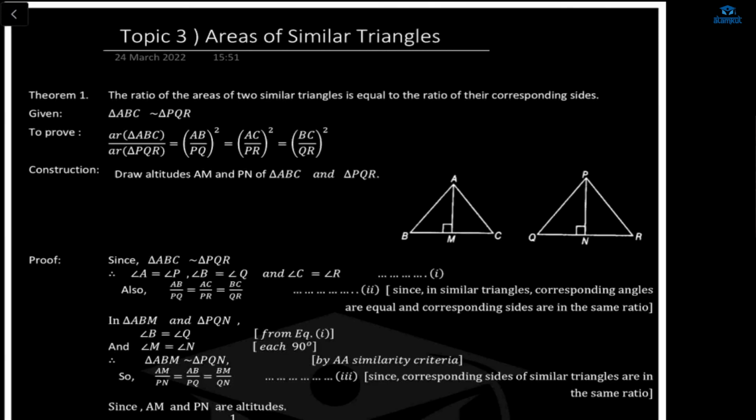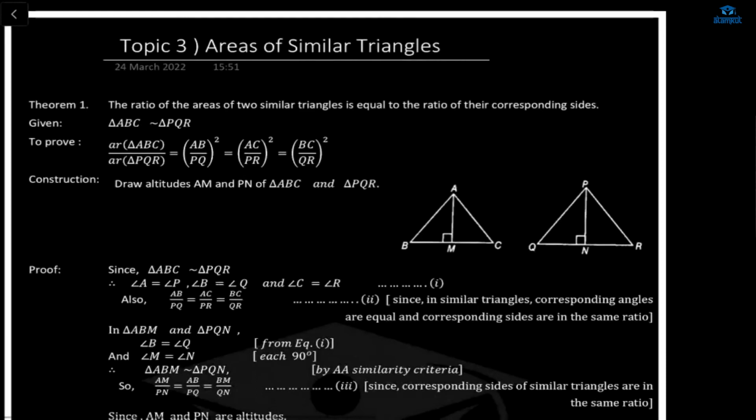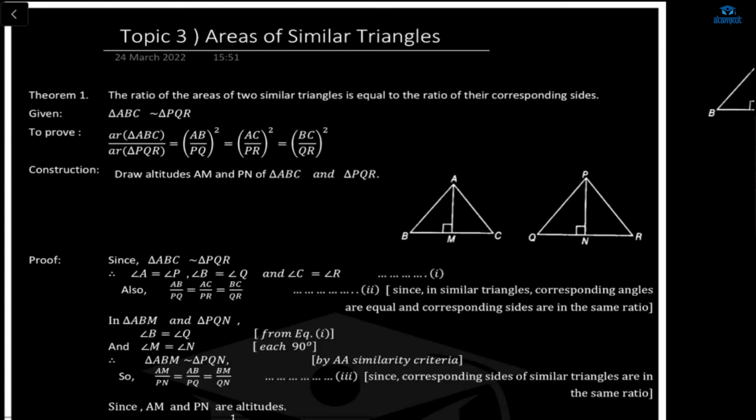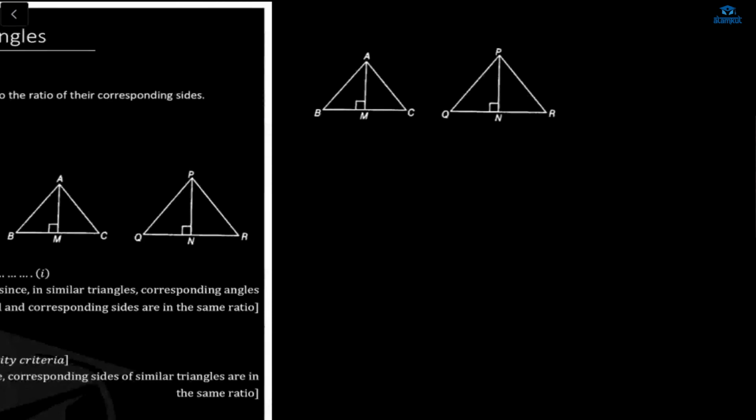Now, how can we prove this? In these two triangles, we have done something extra, the construction work. We have drawn a line from A to M. Draw altitudes AM and PN of triangles ABC and PQR. As we have drawn the altitudes, angle M is 90 degrees, and angle N is also 90 degrees. Now if you come to the proof, let's see. I'm just copying this. Now in these two triangles, we have to find the area, and we have to prove the condition. What condition do we have to prove? This one. Now, how can we do that? We will first prove that triangle ABC is similar to triangle PQR.